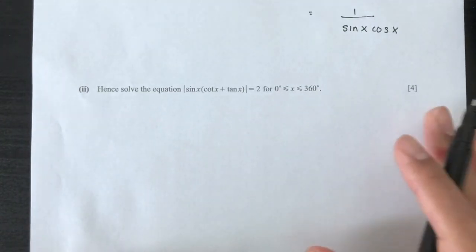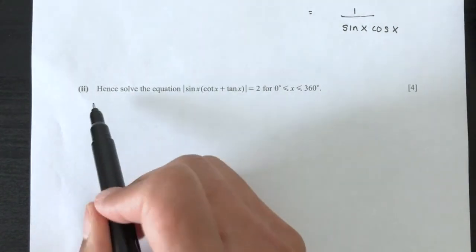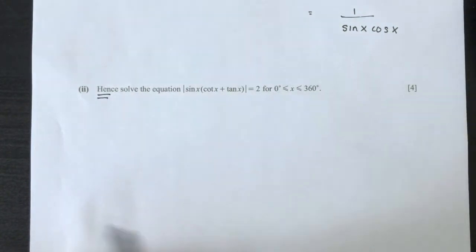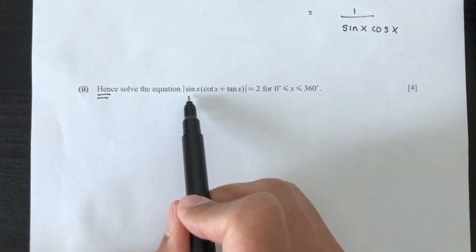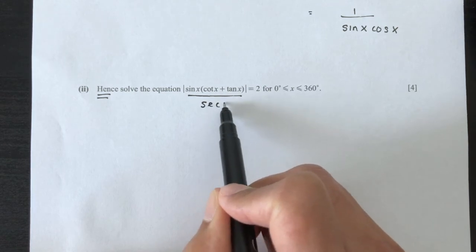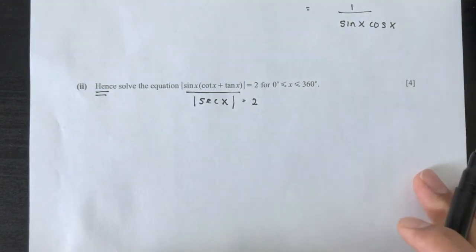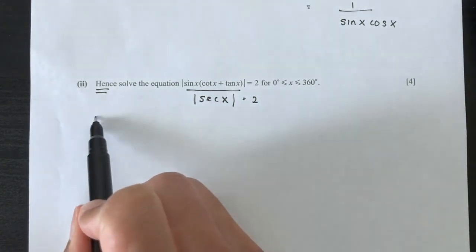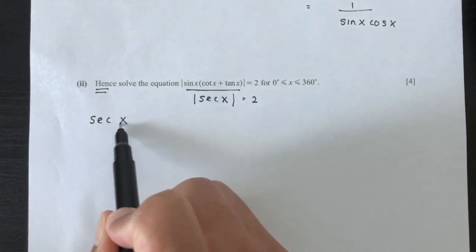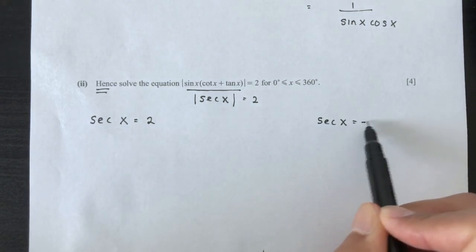Now for part 2, hence we have to solve this equation. Hence means we have to use the values from part 1 to solve this equation. So one by one, we know this is simply equal to modulus of sec x equal to 2. Here we have two possible values. When you have modulus, you can take two values, right? It can be 2 or it can be minus 2.